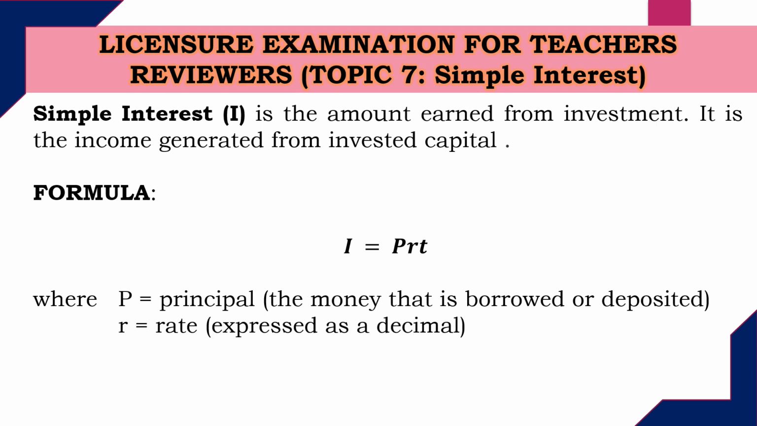R is the rate. Sa given, ito ay in percentage. But we have to express it in decimal form bago natin i-compute yung interest. And T is the time. It must be expressed also in years. So if the given is in days or in months, kailangan natin siyang i-convert sa years bago natin i-compute yung interest. So I equals PRT, that is the formula on how to compute the interest.